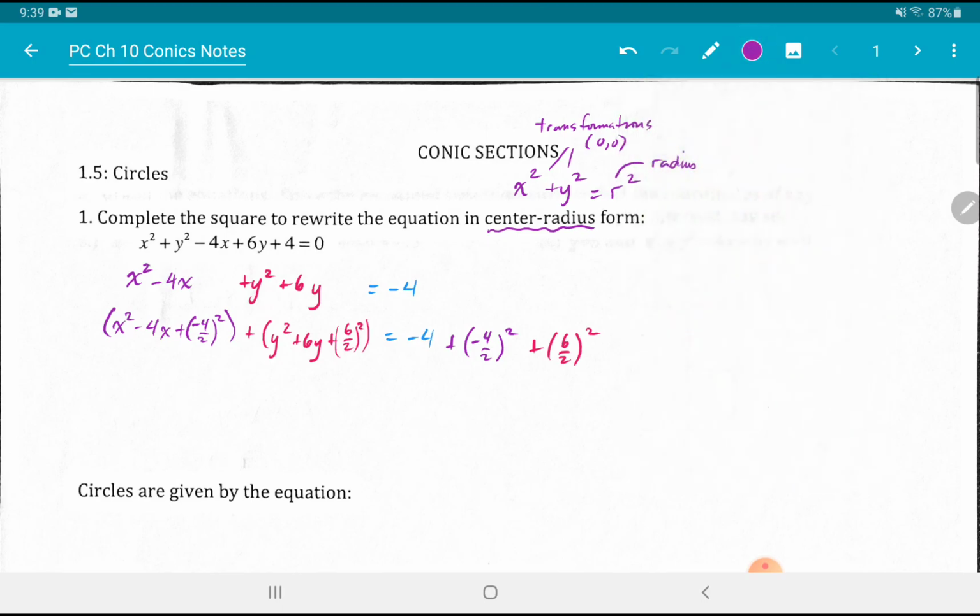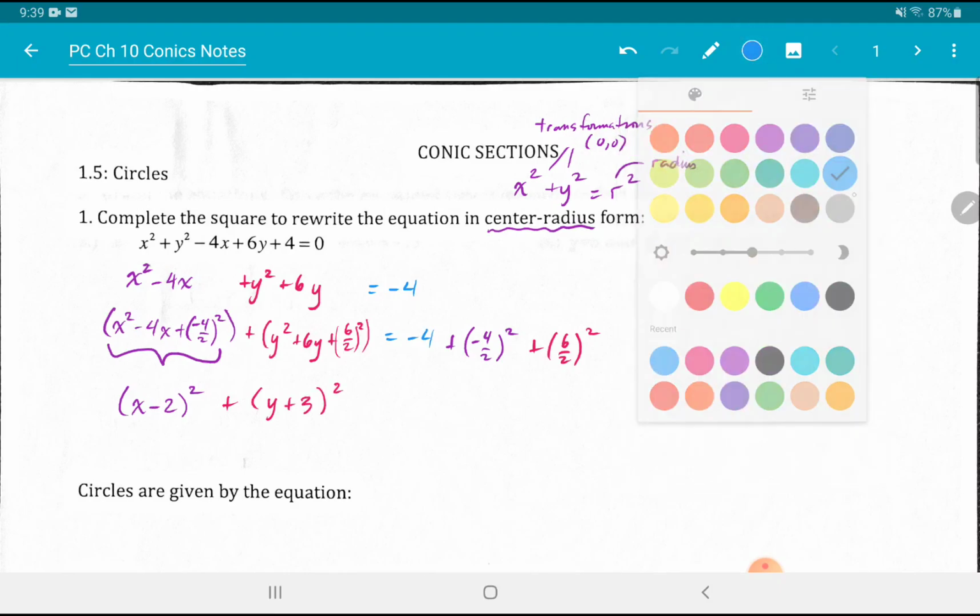Now, the whole purpose behind completing the square is understanding that the trinomial now becomes a perfect square. It's a perfect square trinomial, which can now turn into a binomial squared. That'll give us x minus 2 squared. And then for the y's, we will get y plus 3 squared.